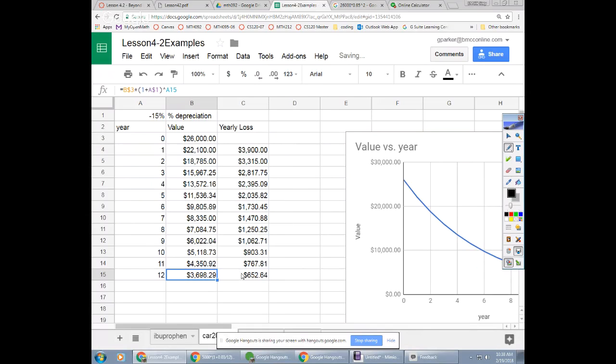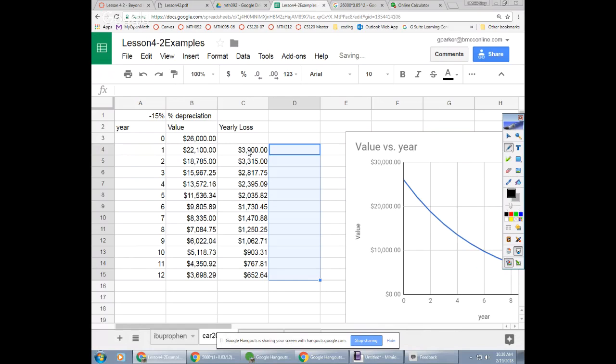Anybody know? This number right here is what percent of the previous amount? Not 85. My loss, how much am I losing? 15%. Yeah, so if I check equals this number is what percent of that number. As I fill that down, I should get 15 every year. I'm losing 15% every year as I move down there.